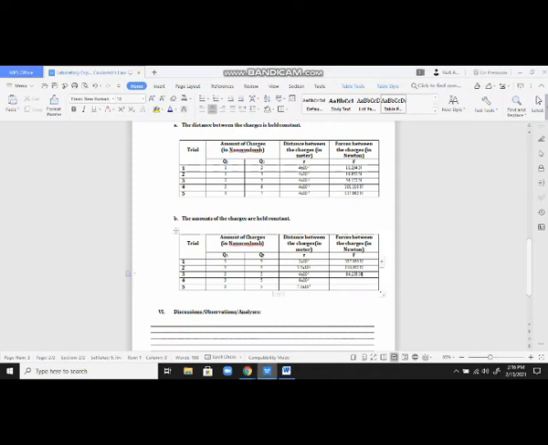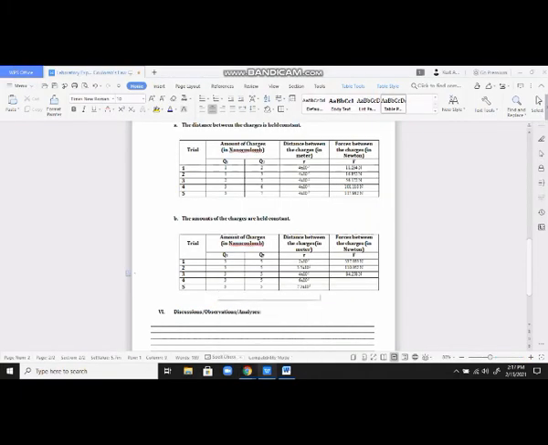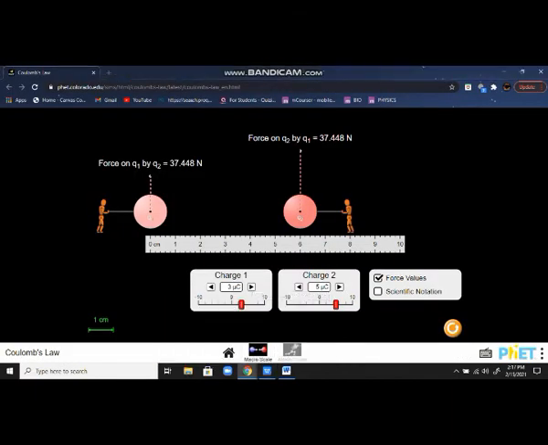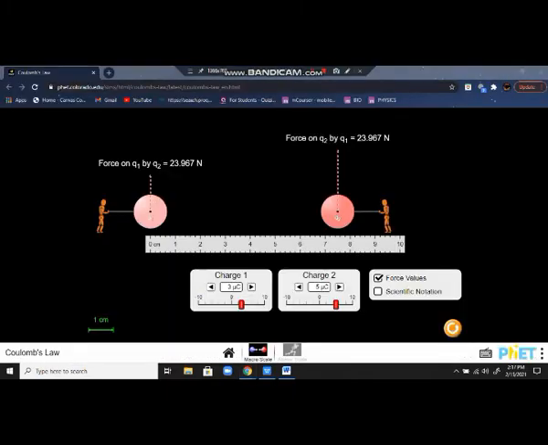newtons. In Trial 3, the charges are the same. With a distance of 4 times 10 raised to the negative 2, the forces between the charges are 84.258 newtons. In Trial 4, with the same charges and the distance of 6 times 10 raised to the negative 2, the forces between the charges are 37.448 newtons. And in Trial 5, with the same charges and the distance of 7.5 times 10 raised to the negative 2, the forces between the charges are 23.967 newtons.